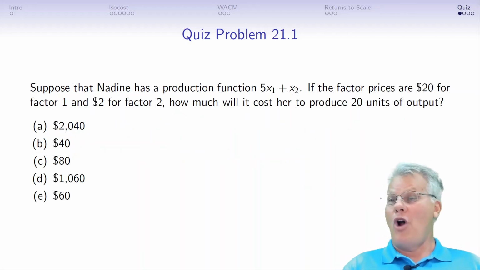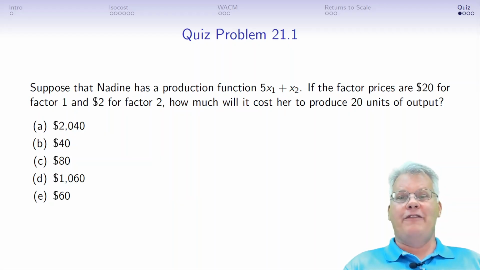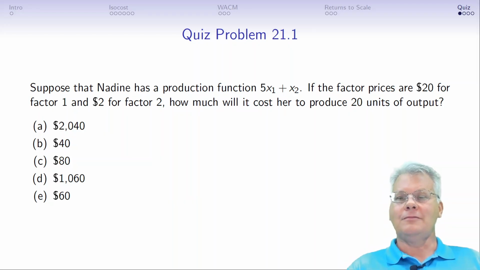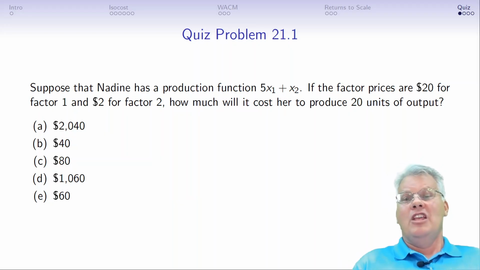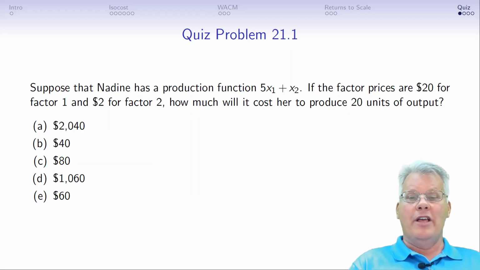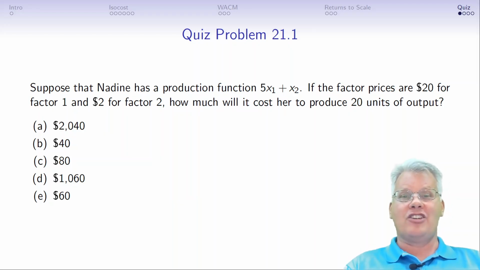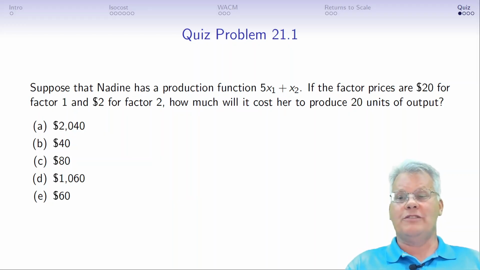Okay. So quiz problems. Quiz question 1. Let Nadine have a production function where the two factors are perfect substitutes. Factor prices are 20 for factor 1, 2 for factor 2. How much would it cost for her to produce 20 units of output? Well, she can produce output using all of one and none of the other. So what we need to do is find out what it would cost Nadine to produce using each factor, factor 1 and then factor 2, and we'll choose the method of production that has the lowest per unit cost.